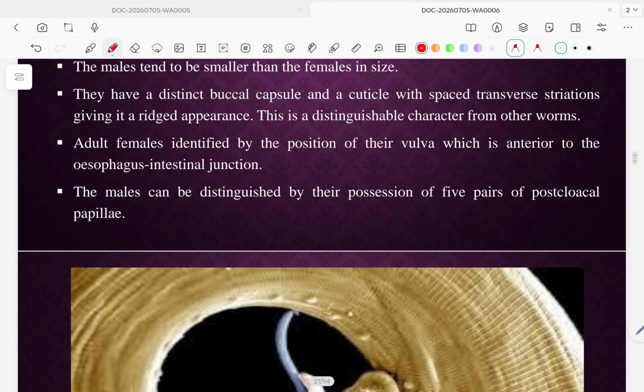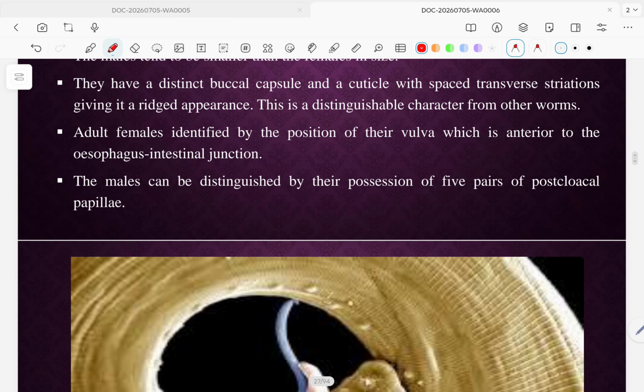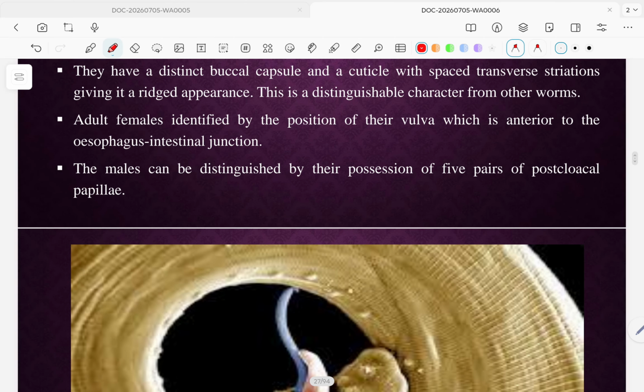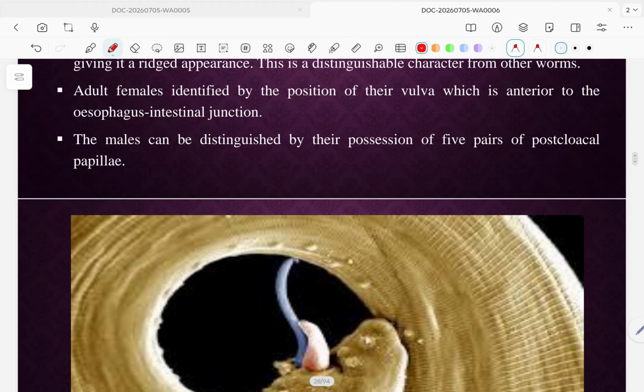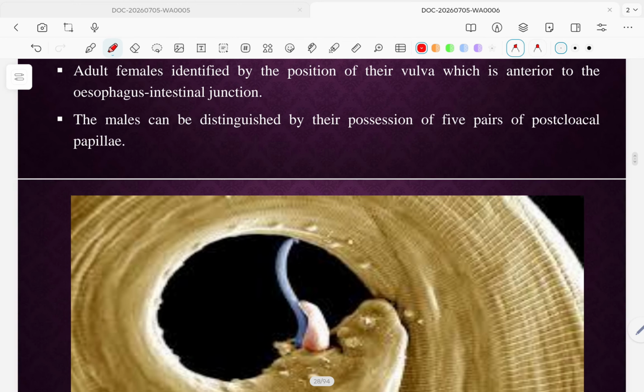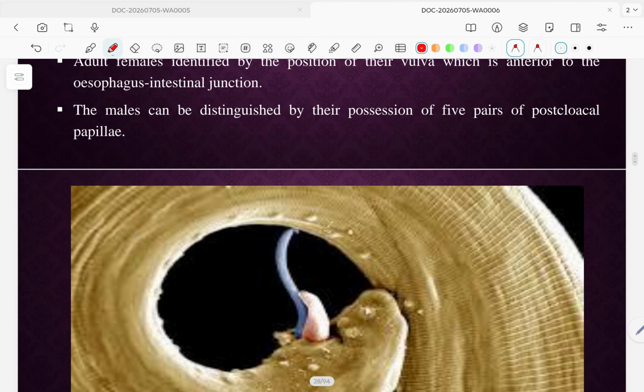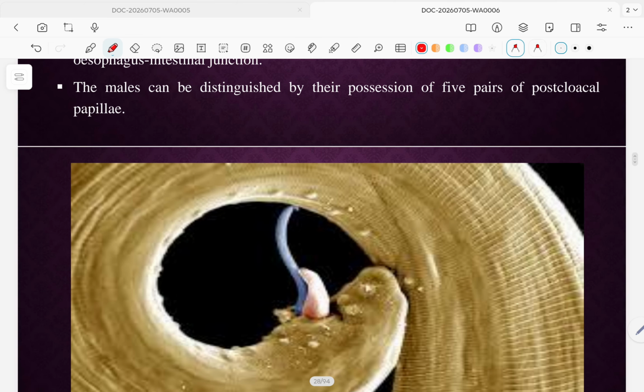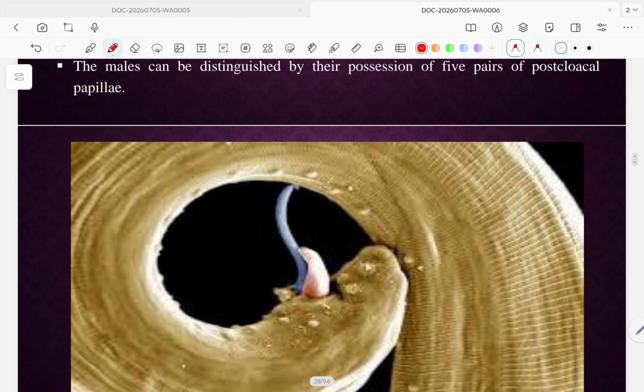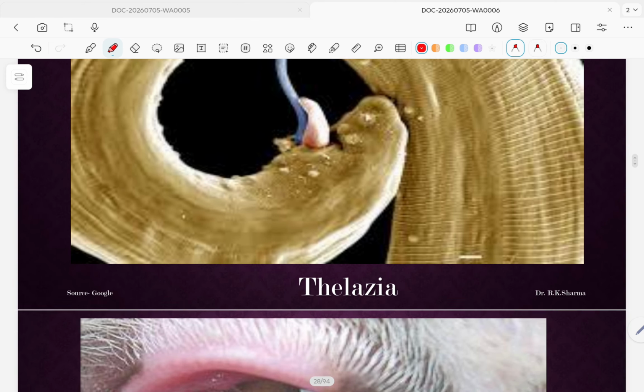Adult female is identified by the position of the vulva, which is anterior to the esophageal-intestinal junction. The male can be distinguished by their possession of 5 pairs of postcloacal papillae. Thelazia.